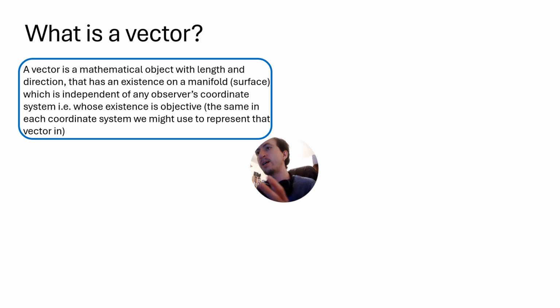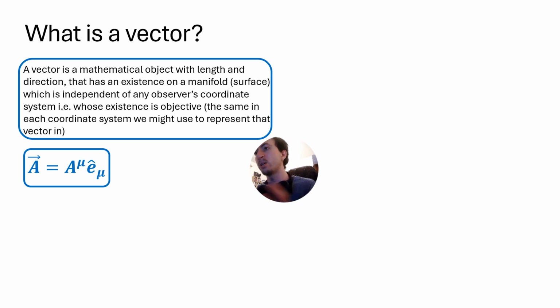But as well as a vector having length and direction, if we draw a vector, no matter what coordinate system we use to represent that vector, it should look the same. We should ultimately be describing the same vector, and that's very important. And that gives a vector a very particular relationship between the components we use to represent the vector and the basis vectors we use to build the vector. But before we talk about that relationship, let's introduce our components and our basis vectors.